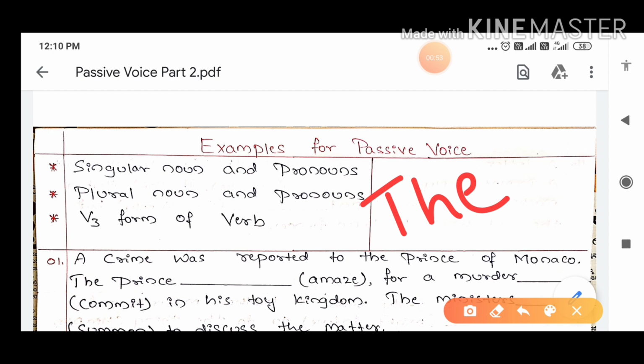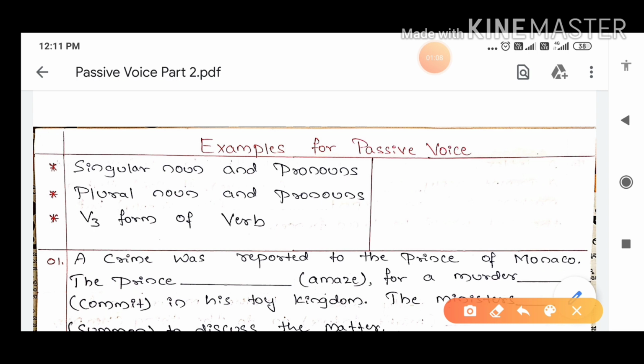So in place of an apple, if I say I am eating the Kashmiri apple, so here the word the stands for the particular apple, that is Kashmiri apple. So that is how we usually make use of the for singular.